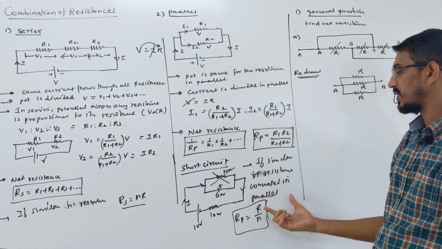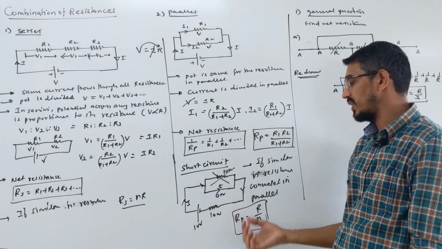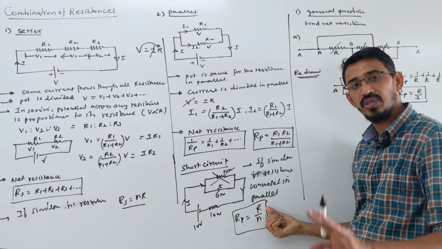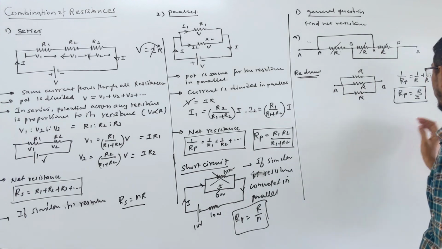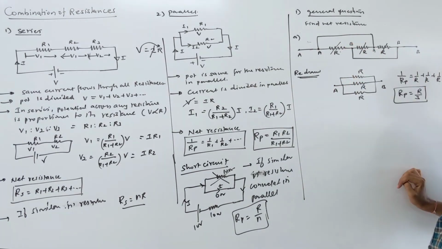If similar resistances are connected in parallel, what is the net resistance? Resistance of any one divided by the total number of resistances. Okay, simple. So that I did here. So this is called redrawing. If you don't understand whether they are series or parallel, then you can redraw the circuit.